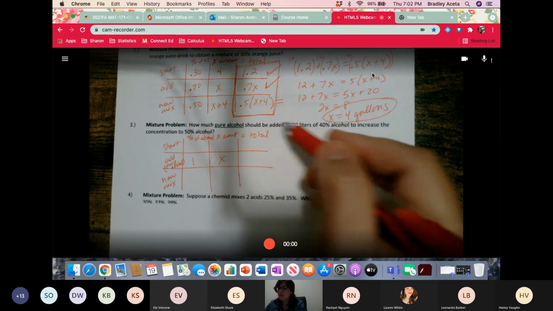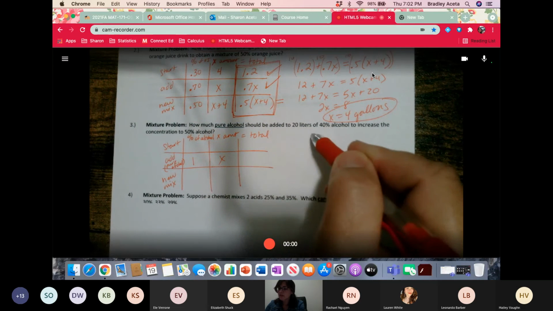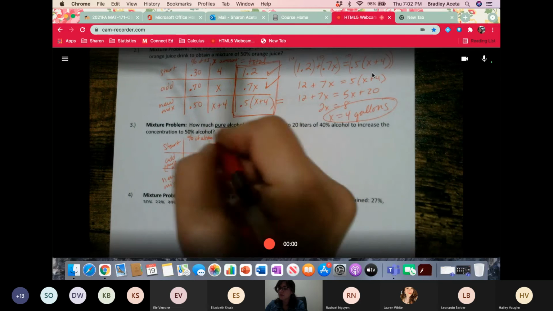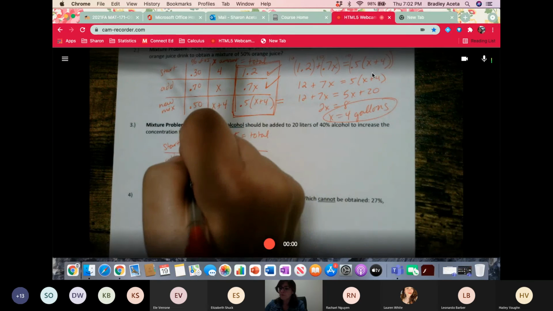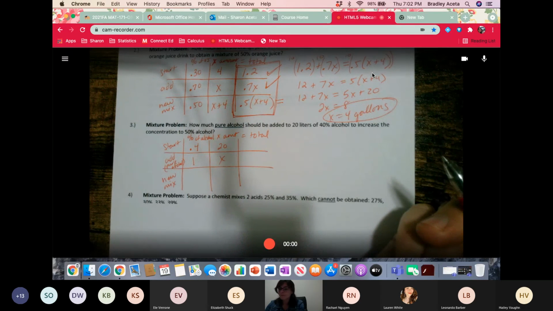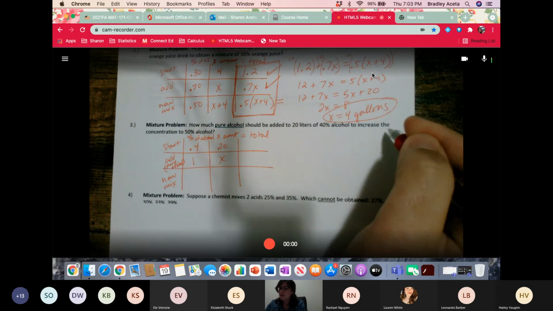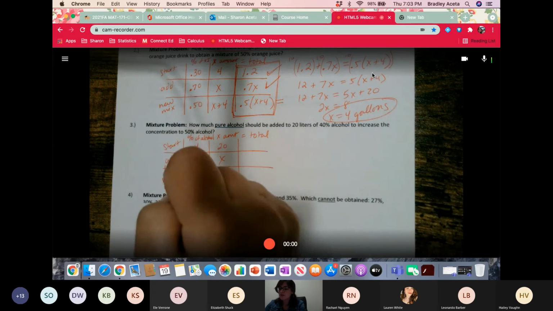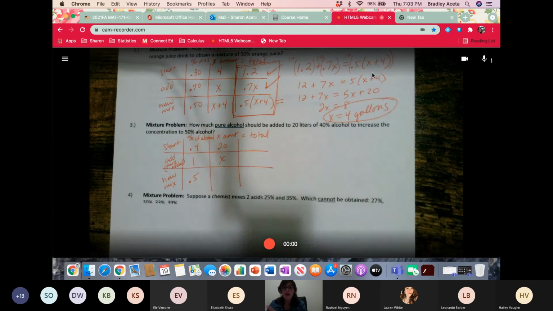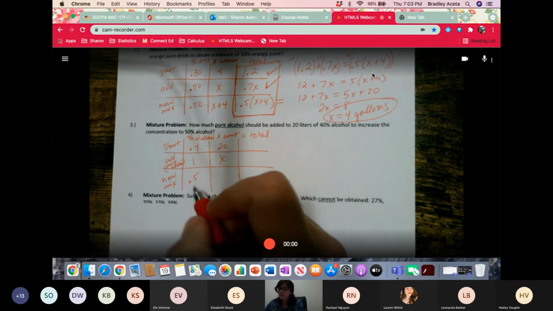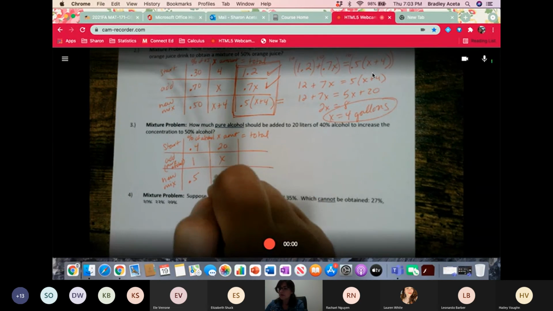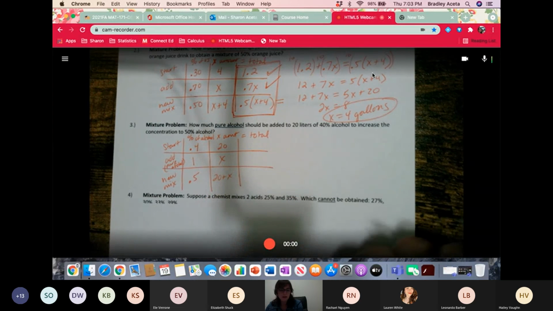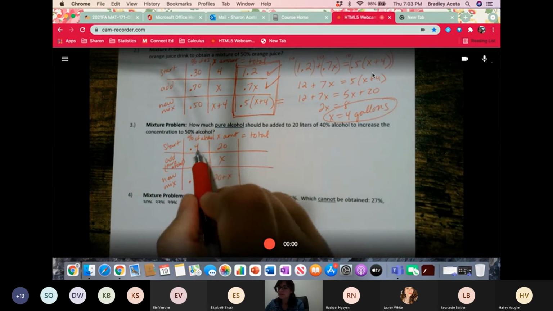So how much pure alcohol should be added to, this is what we're adding it to, so this is what we started with, 20 liters. We started with 20 liters of a 40% alcohol, so 0.4. To increase the concentration to 50. So now we want this new mixture to be increased, because when you add 100% of something, you're making it more alcoholic. So 0.50, and your amount, well, if you had 20 and you added X, you would have 20 plus X. We don't know how much we're adding, so we'll just call it 20 plus X.